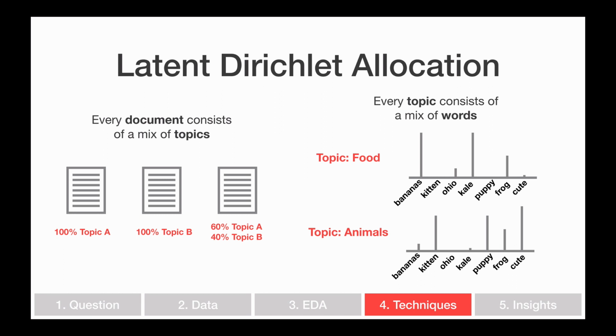So again, the whole idea behind latent Dirichlet allocation is you see everything as a probability distribution. So every document is a distribution of topics, and every topic is a distribution of words.